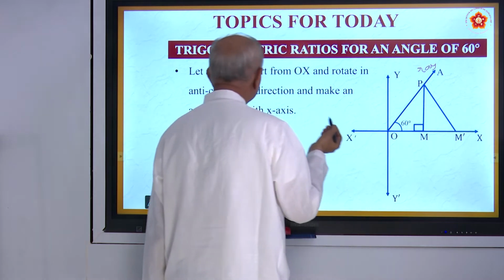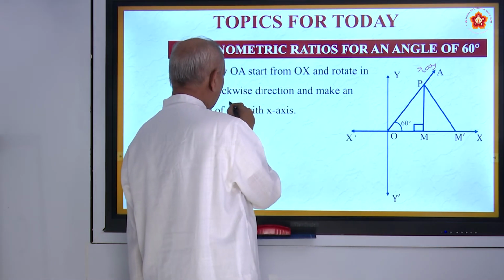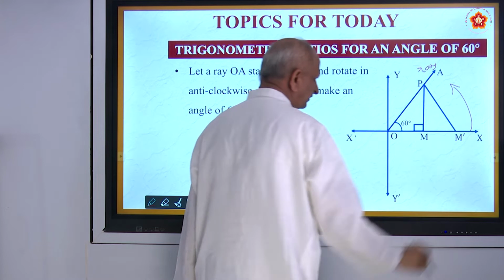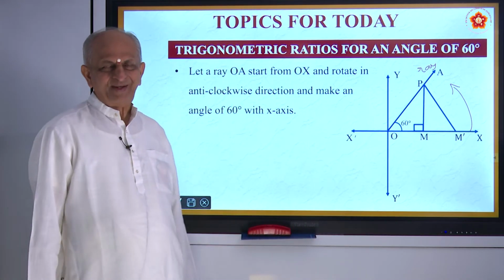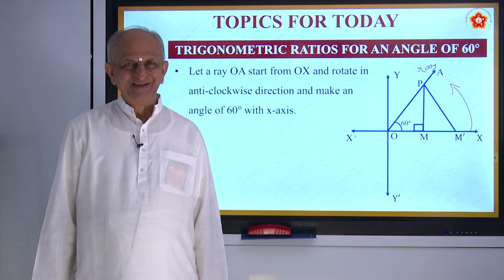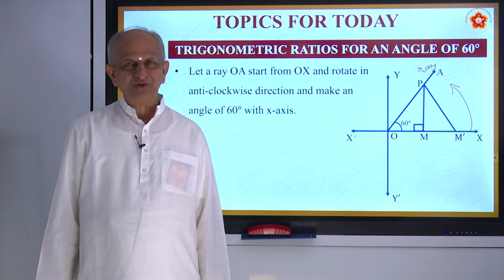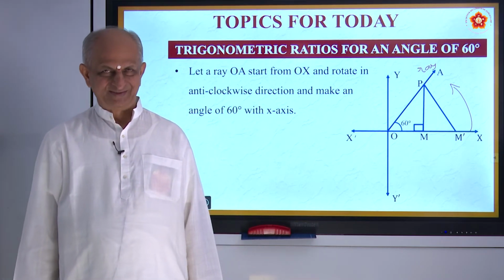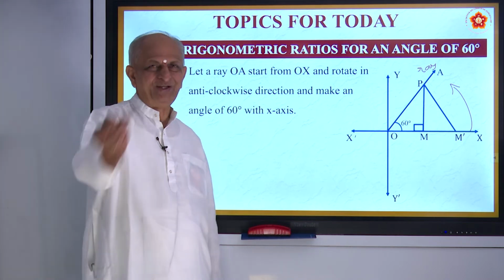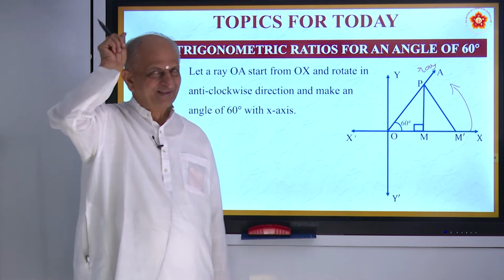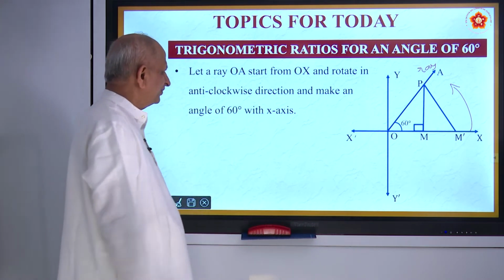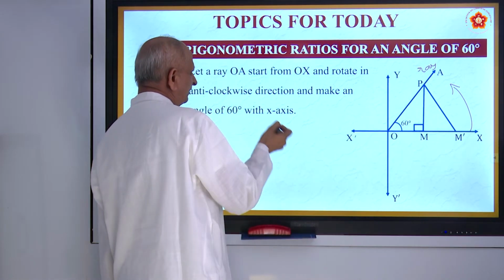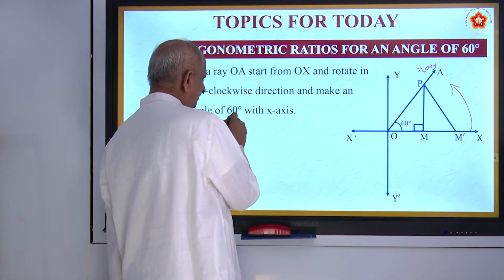So let us suppose that OA starts from OX and rotates in an anti-clockwise direction. So here it is moving in an anti-clockwise direction. In a temple you go around, is it not? From how do you go around the temple? Left to right, right? That is called the clockwise direction. And this is right to left. Therefore, it is called anti-clockwise direction. So, let us suppose that OX rotates such that it makes an angle of 60 degrees.